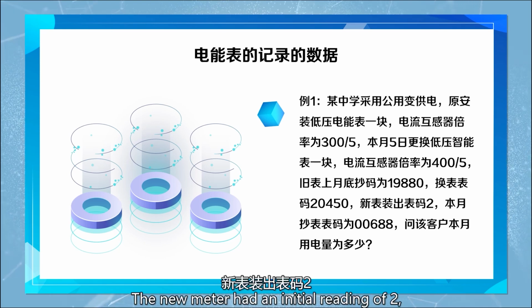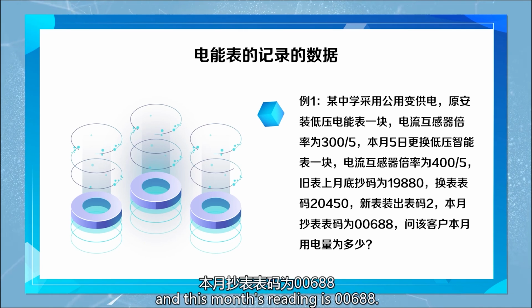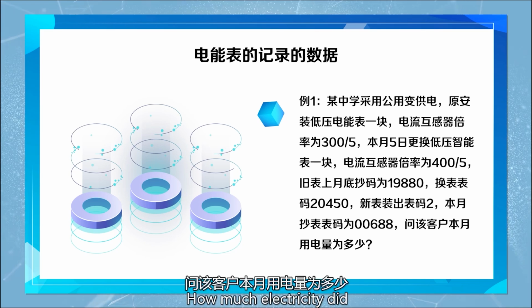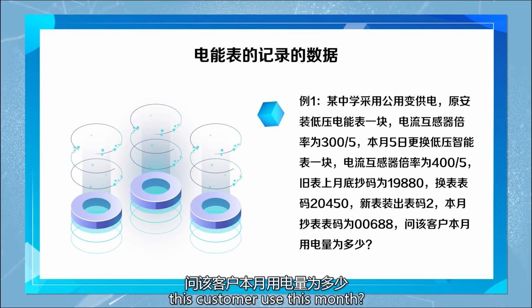The new meter had an initial reading of 2, and this month's reading is 00688. How much electricity did this customer use this month?